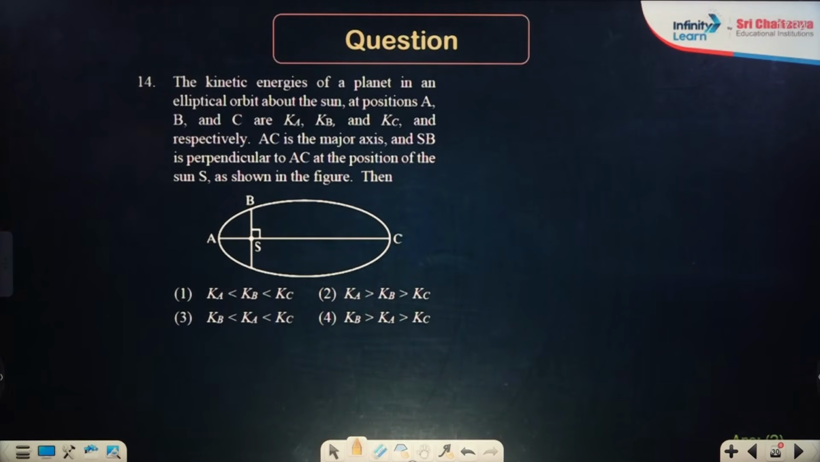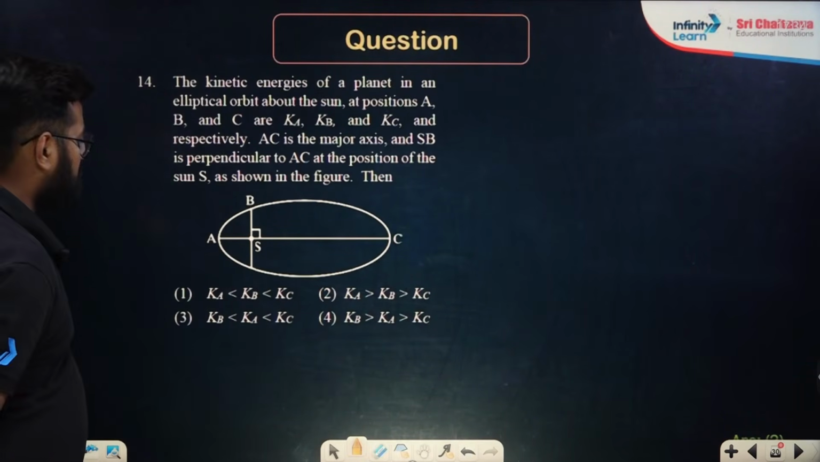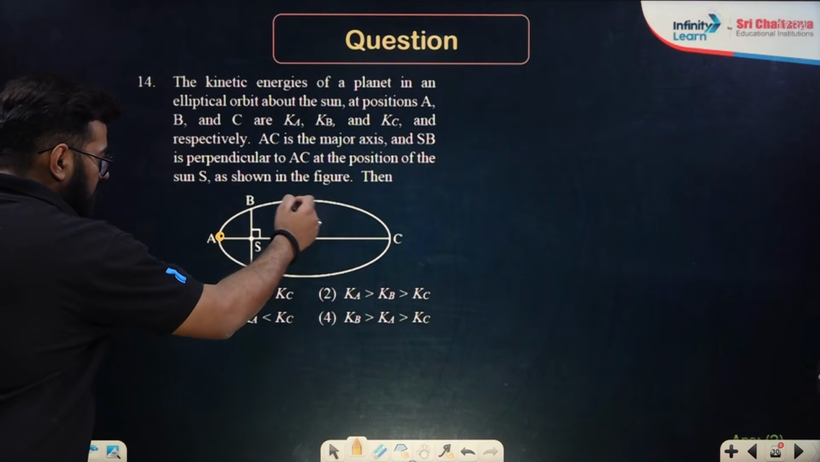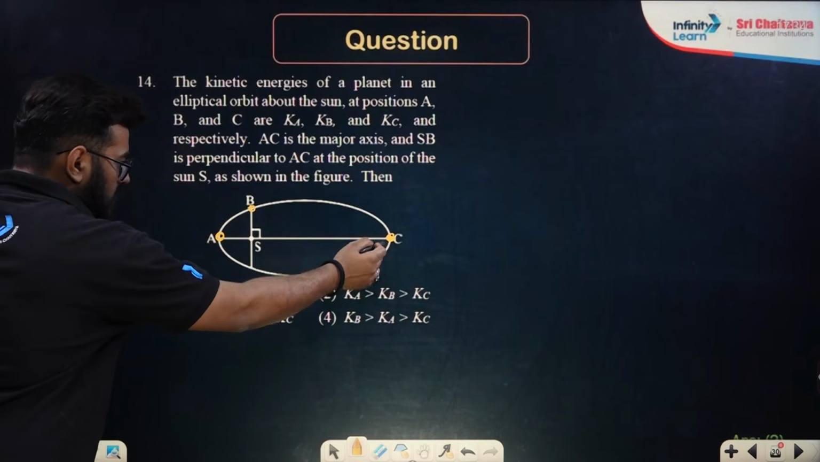Kinetic energy of a planet in an elliptical orbit, KB, KC, KC. Okay, so this is a PYQ over here. Maximum kinetic energy is over here, then over here, and the least kinetic energy is over here because the velocity is the least.